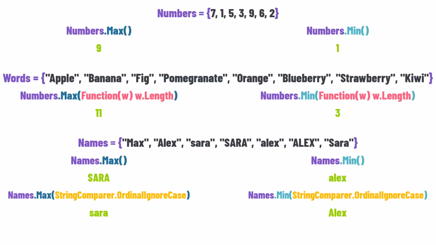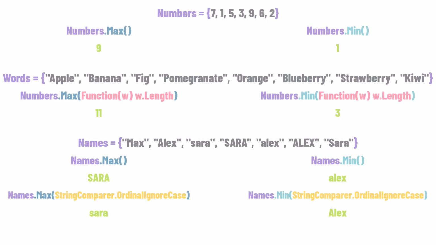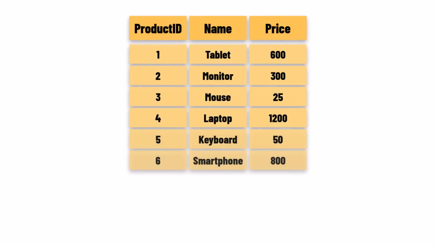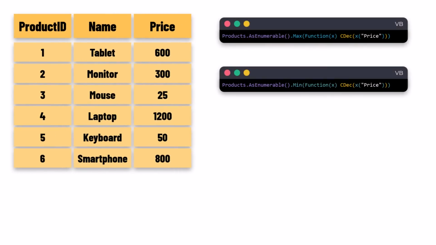And that's how you use all the overloads of the Max and Min methods effectively. Let's now delve into an example using a data table. Consider we have a table with a price column. Our goal is to find both the maximum and minimum prices in this column. Here's how we can achieve this.